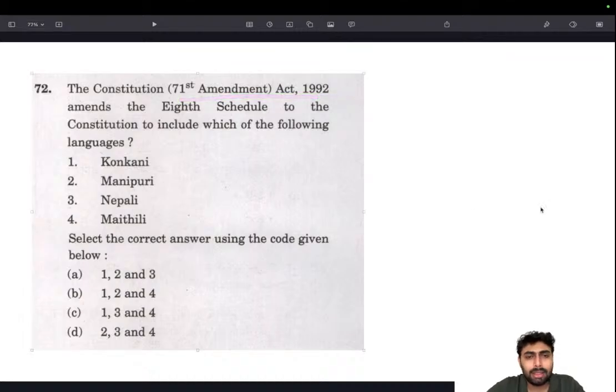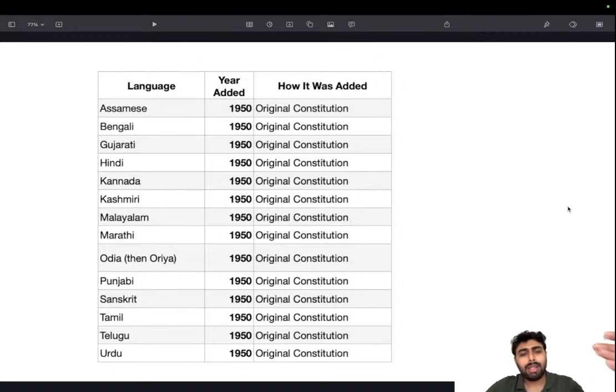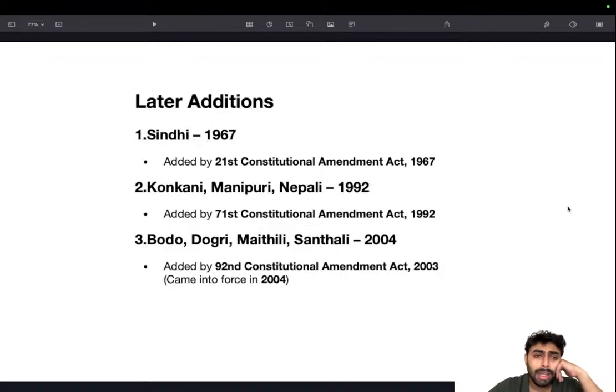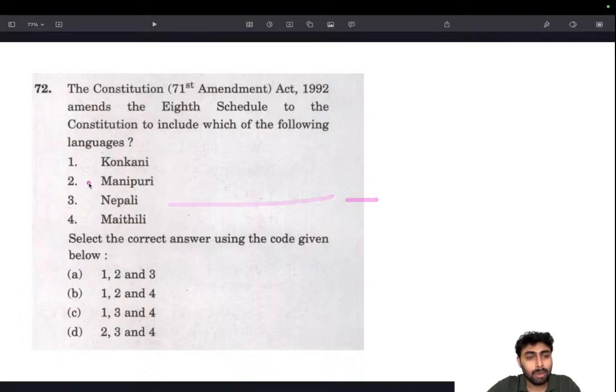So that's it. And I'll share some insights regarding that also. Basically, these were the languages originally in the 8th Schedule. Okay. Assamese, Bengali, Gujarati, Hindi, Kannada, Kashmiri, almost all the major languages are there. And the later additions were Sindhi. In 1967, Sindhi was added by the 21st Constitutional Amendment Act. Then Konkani, Manipuri, Nepali were added in 1992. See? Konkani, Manipuri, Nepali added in 1992.